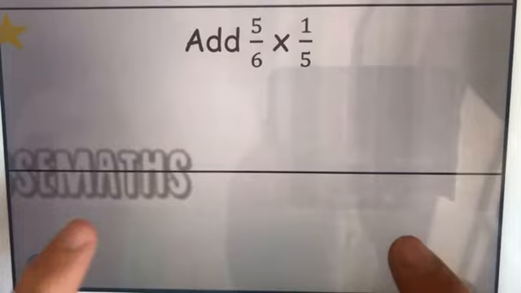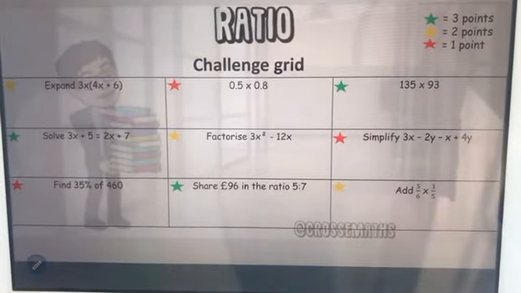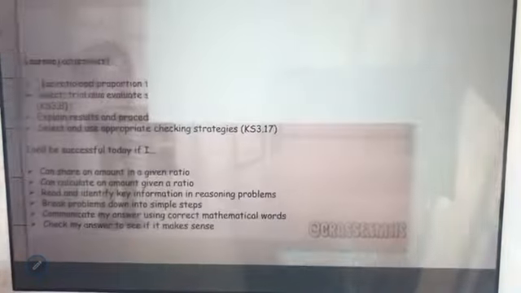Guys, that was out of 18 altogether. Add your points up. If you want to send me a score at the end of the session, please do. I'll be really interested to know how you did.